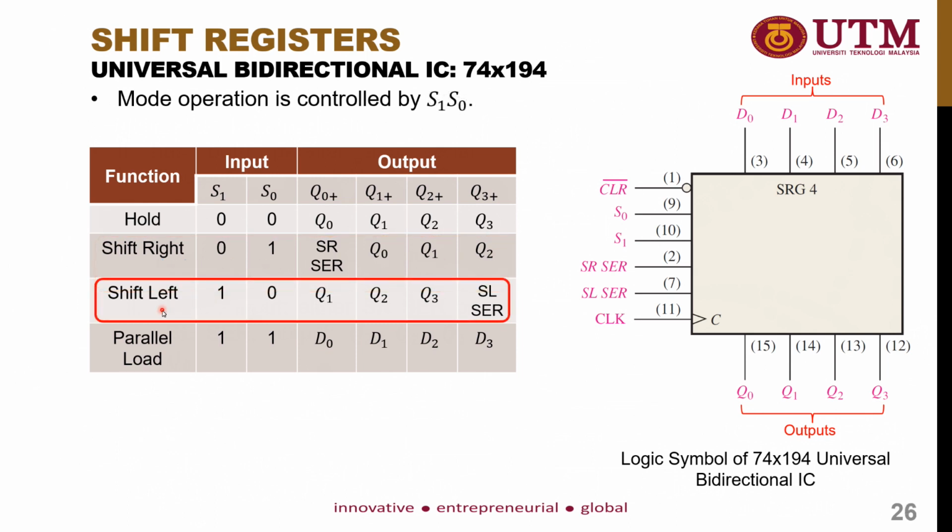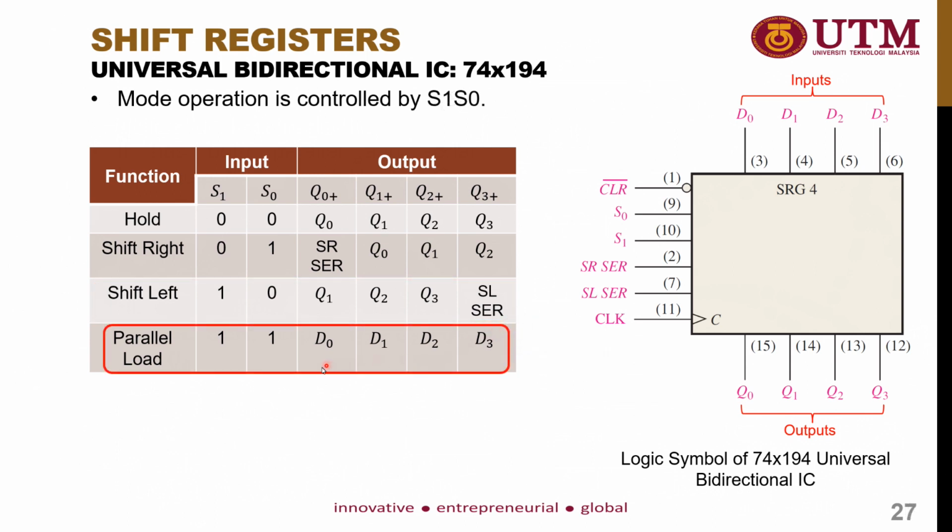For shift left mode, if you want to activate it, you need to give an input of 1 to S1 and an input of 0 to S0. The next output of Q0 comes from the previous output of Q1. The next output of Q1 comes from the previous output of Q2. The next output of Q2 comes from the previous output of Q3. And the next output of Q3 comes from the new input, so a new input will be inserted. For shift left, the new input comes from SL/SER, and for shift right mode, the new input comes from SR/SER.